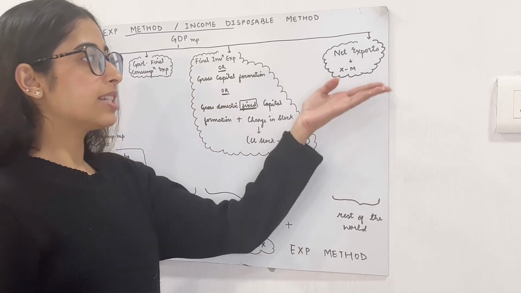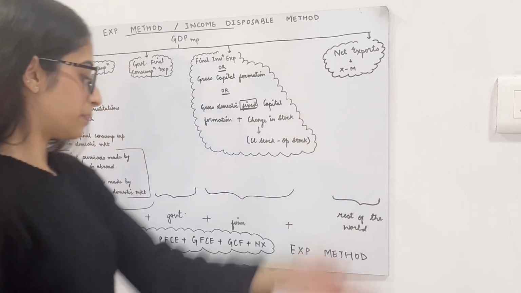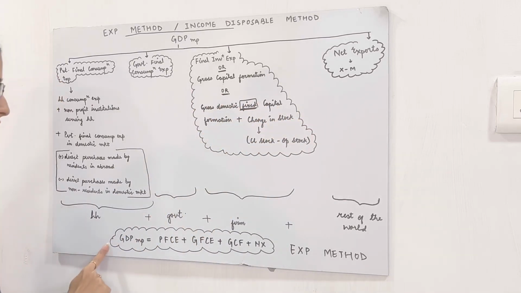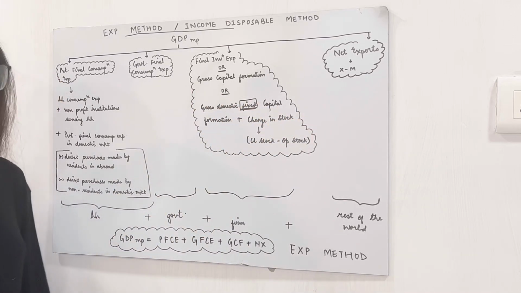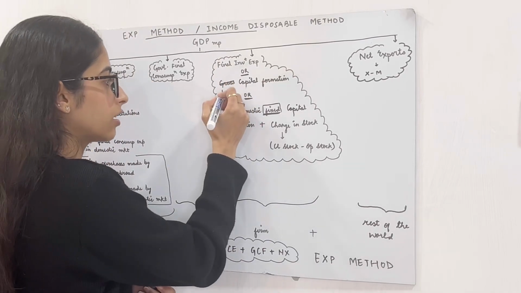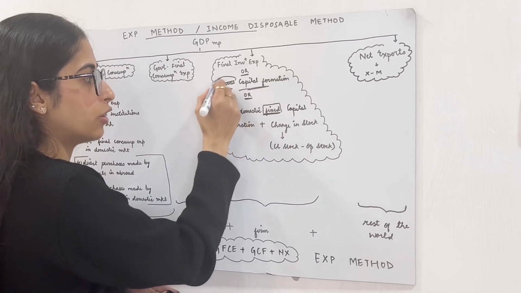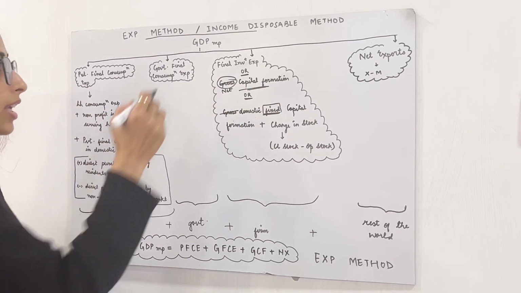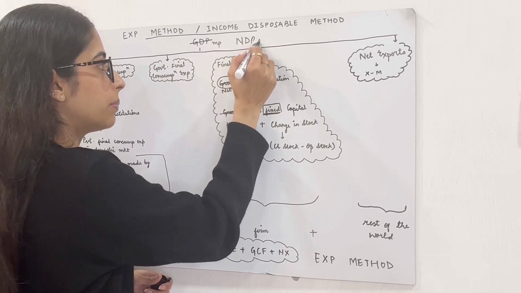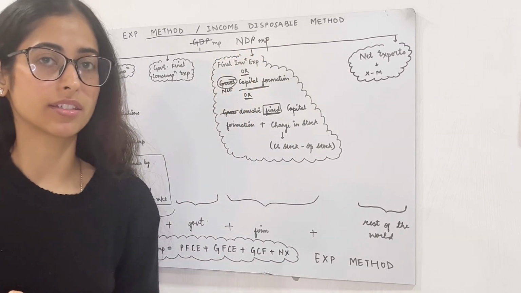And the fourth component is net exports, that is exports minus imports. These 4 components together give us the GDP at MP. And the question might provide us net capital formation instead of gross capital formation. In that case, we'll be able to calculate NDP at MP. Keep this in mind.